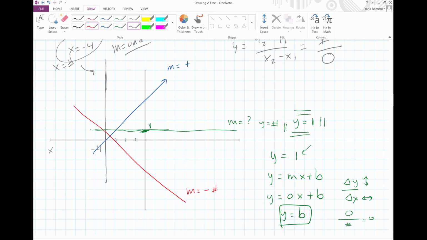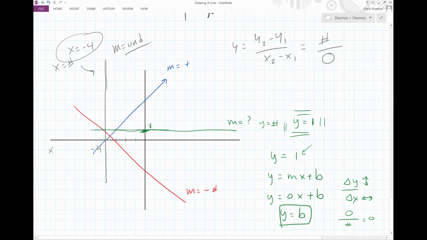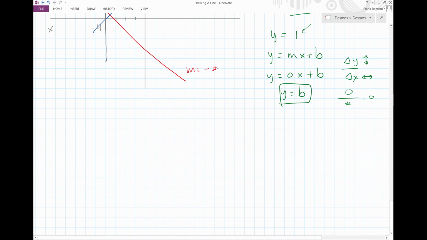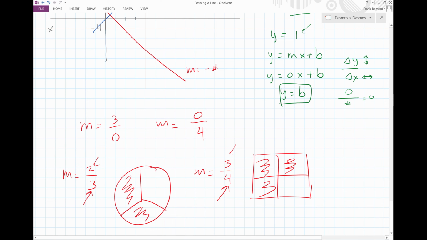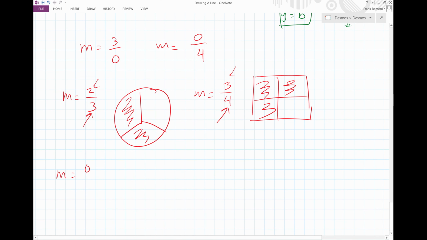One last thing before we stop here, because sometimes, you know, when you have a slope of 3 over 0 or a slope of 0 over 4, which one is undefined and which one's 0? If we have a fraction like 2 over 3, that means we have a circle. We divide the circle into three pieces and we shade 2, right? We have something like 3 over 4. We have a box, split into four pieces, and you shade it three times. Cool.